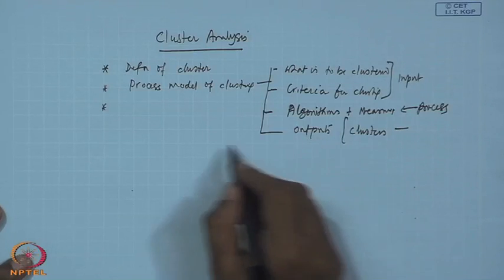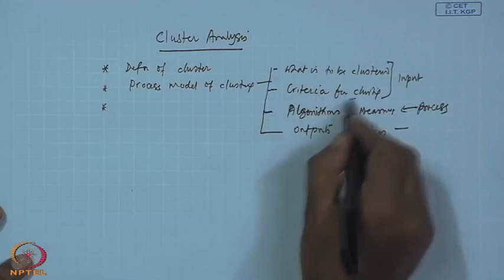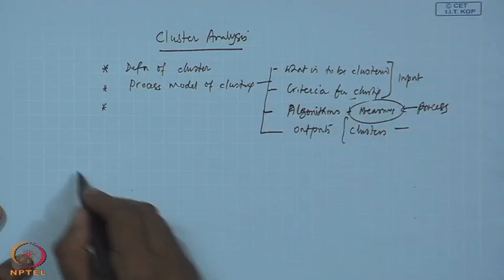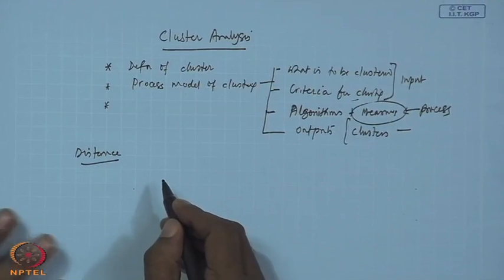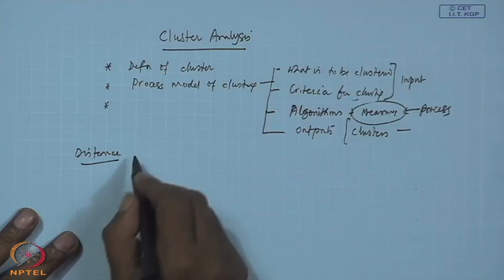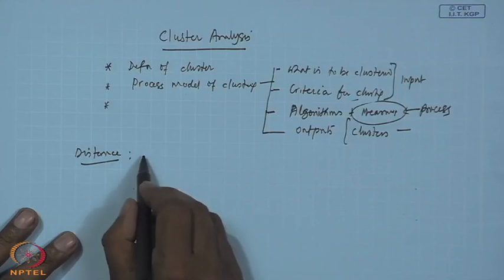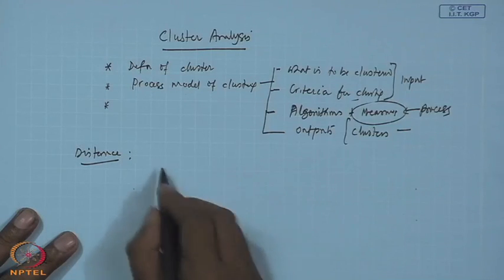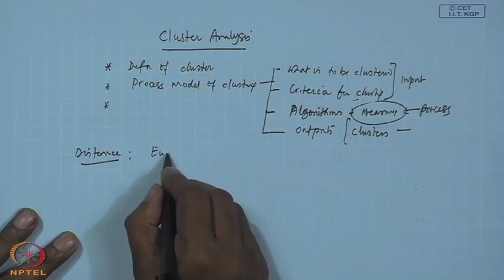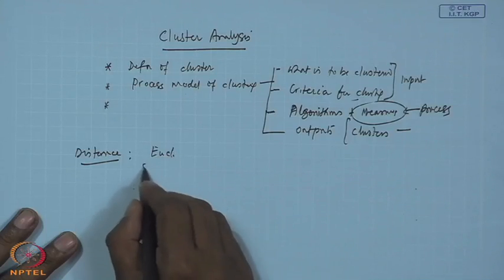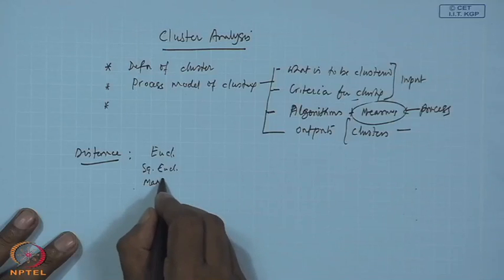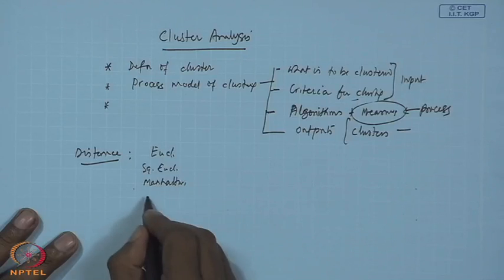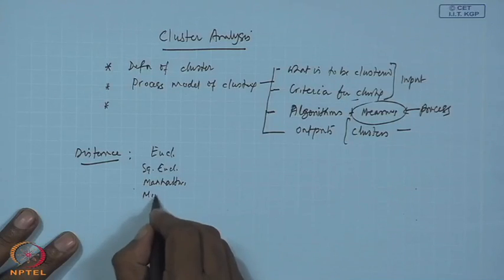Then under criteria, distance measures, particularly for continuous variables or metric data, I have given some of the measures like Euclidean distance, squared Euclidean distance, then your Manhattan distance, then your Minkowski distance.